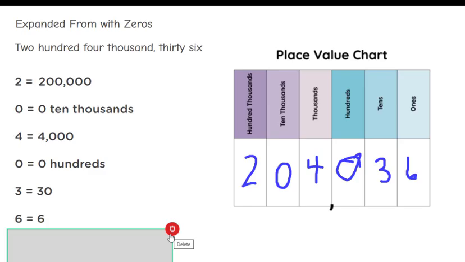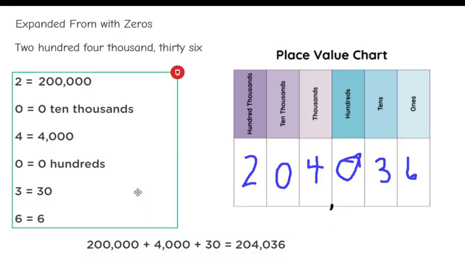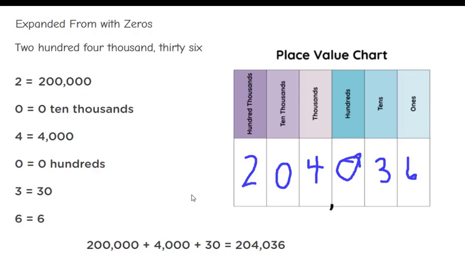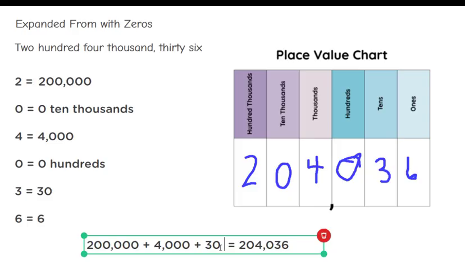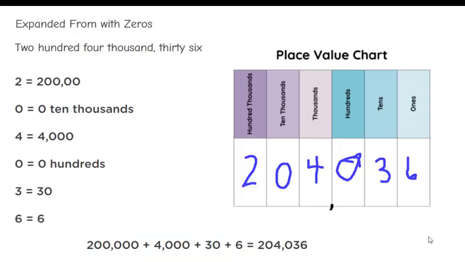Now, some of you might think I'm going to write 200,000 plus 0 plus 4,000. You don't have to do that. If it has no value and it's a 0, then you're just going to skip that. So let's look at the expanded version of that number. It would be 200,000 plus 4,000 plus 30 plus 6. And that is your expanded form from your written form. Always use your place value chart. You'll definitely not make any mistakes.